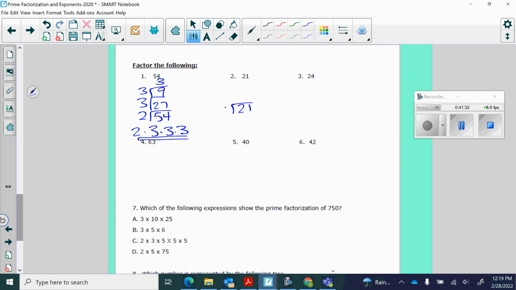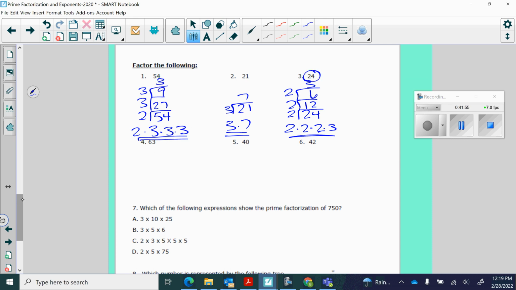21. Can I divide by 2? By 3? Yes. 3 times 7. 24. Can I divide by 2? Yes. 12. Can I divide by 2? Yes. 6. Can I divide by 2? Yes. So 2 times 2 times 2 times 3. 24 at the bottom.